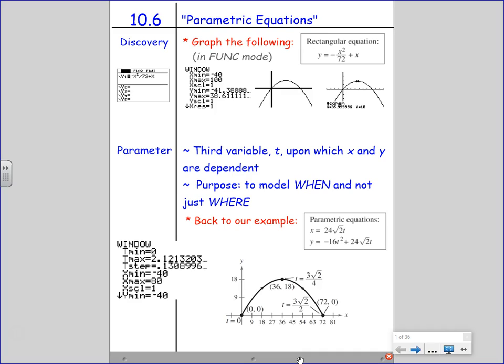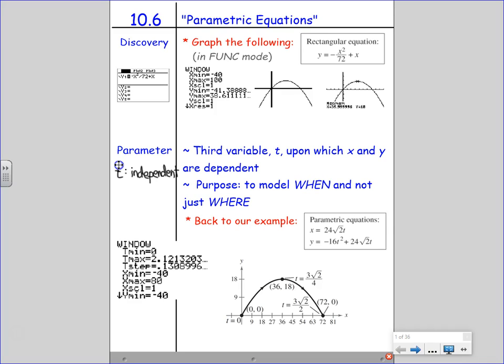Parametric mode is based on something called the parameter. Hey, wait a minute, parameter. Oh, that's why it's called parametric. There's a third parameter, a third restriction, a third variable. In parametric mode, x is no longer independent. T is independent. And if t is independent, that means both x and y depend on t.